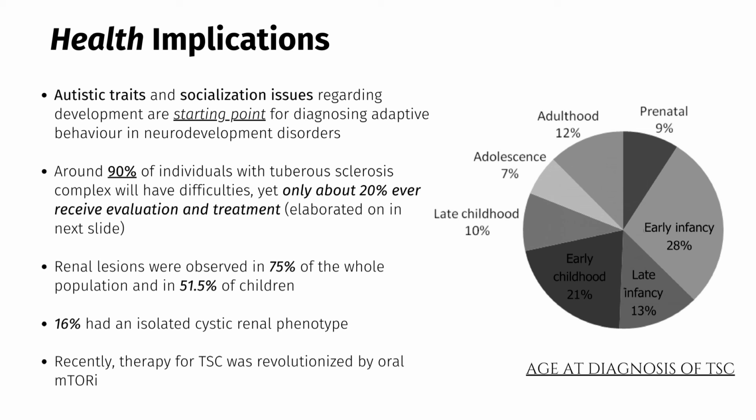Also, around 90% of individuals with tuberous sclerosis complex will have difficulties, yet only about 20% ever receive evaluation and treatment. Renal lesions were observed in 75% of the whole population and 51.5% of patients who are children. Such health implications help us better treat TSC patients and accommodate them with the services they need. For example, therapy for TSC was recently revolutionized by oral mTOR inhibitors because of health implications like the ones I mentioned.